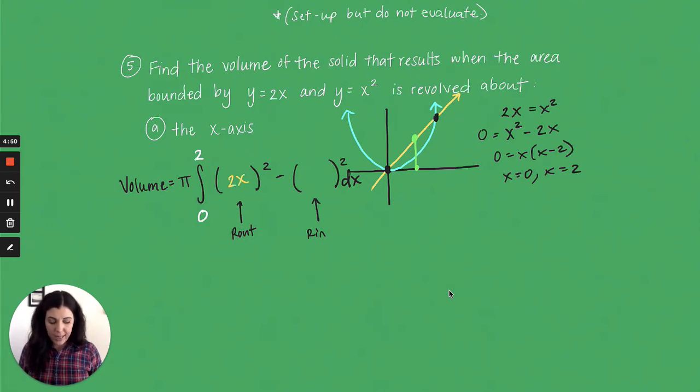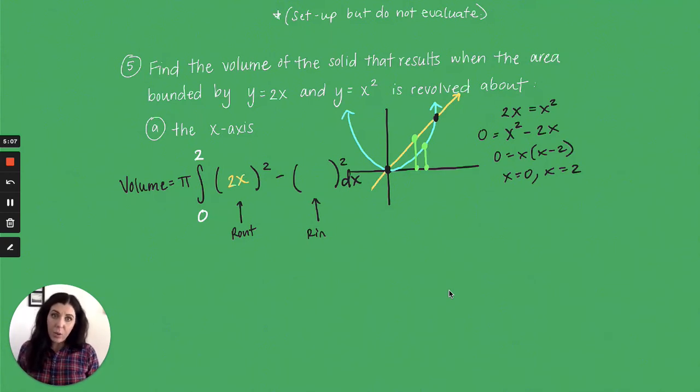That's my outer radius. I'm going to do the same thing, but with my inner radius. So I'm going to start on the thing I'm rotating it about, in this case, the x-axis, and then I'm going to draw it to the closest curve to that point of rotation. So the closest curve here is our y equals x squared curve.